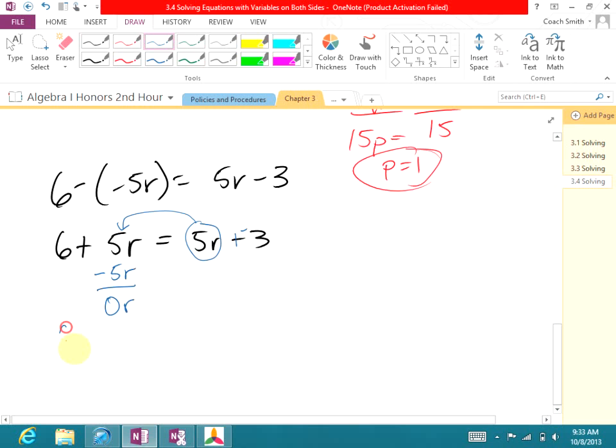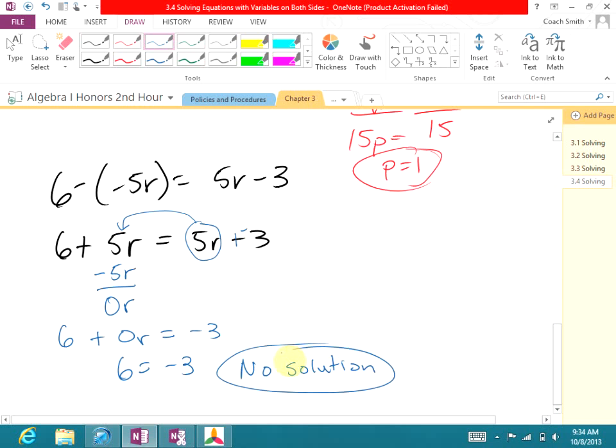So here's what you have. 6 plus 0r equals negative 3. Well, what is 0 times r? 0. So you have 6 is equal to negative 3. Is that possible? No. So this is no solution. There's not a solution to that equation. And realistically, you should be able to see it right here.